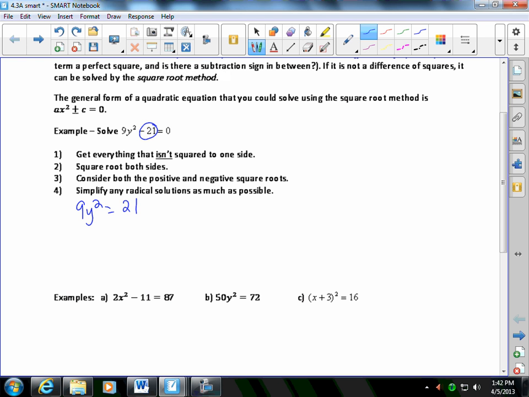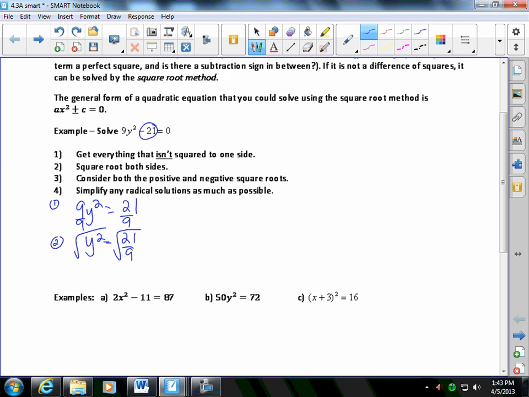Okay, and then when you have everything over there that's not being squared, then you can square root both sides. But in this case, this 9 isn't being squared. Only the y is being squared. So I have to divide by 9 on both sides. So I have y squared is equal to 21 over 9. Now my squared is on one side, everything else is on the other, so I square root both sides. So step 1 was here. Now step 2 comes when I square root both sides.